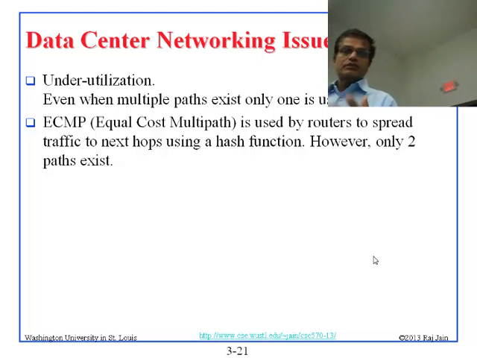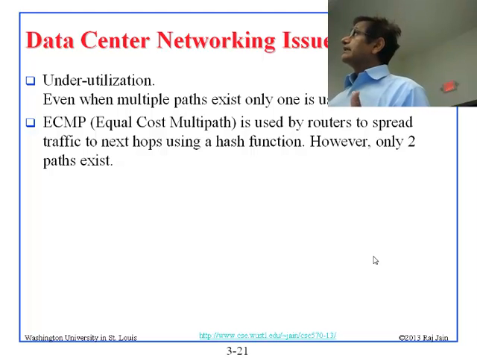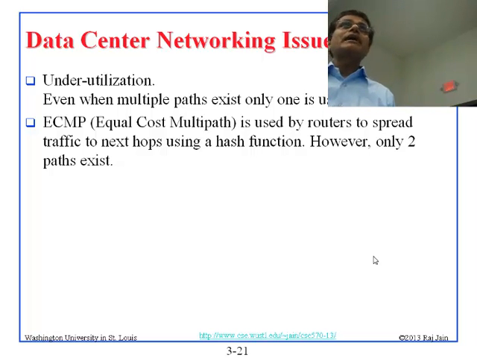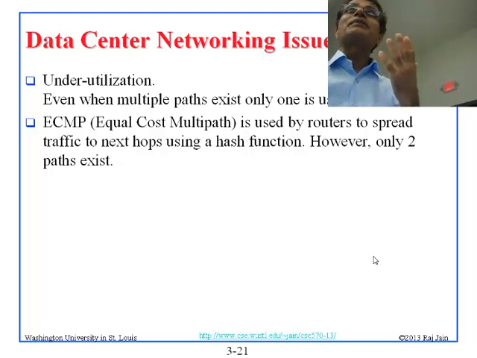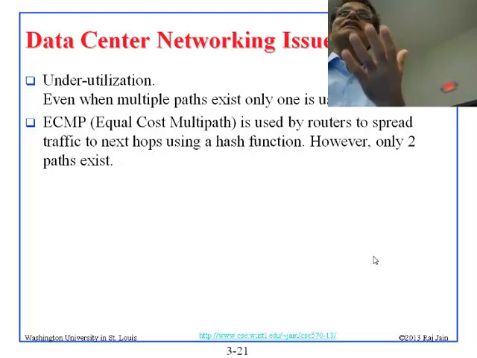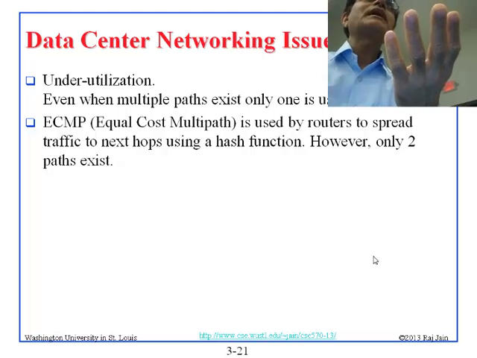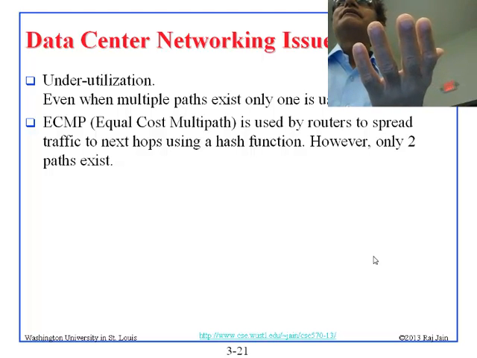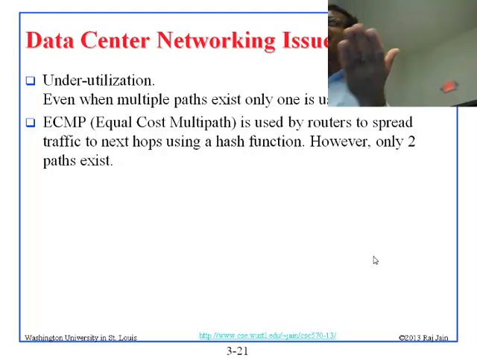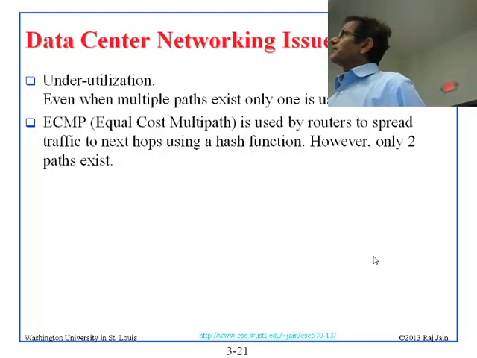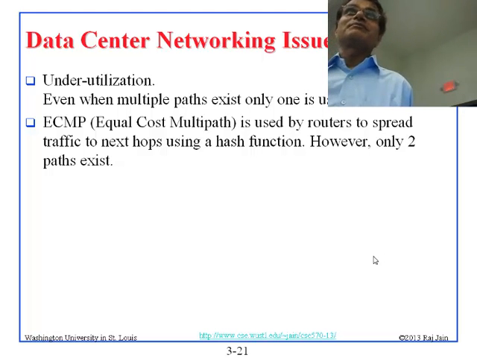Other issues are underutilization, that we are not using all the paths. Everybody is taking the shortest path, and that's a problem. You were told in 473 the shortest path is best, right? But if everybody took the shortest path, what will happen? It will be congested and everything else is free, empty. So we want to do something different, right? Multiple paths exist, only one is used. Even if there are multiple shortest paths, we don't use parallel paths, we just use one.